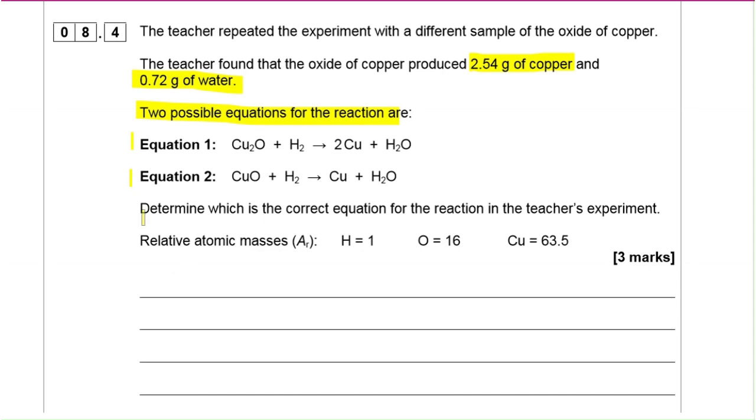Equation 2, CuO plus H2 goes to Cu plus H2O. Determine which is the correct equation for the reaction in the teacher's experiment. Relative atomic masses are given there, and this is for 3 marks. This is an adaptation of the reacting mass type calculation. And it's all about moles. So we're going to use a very similar framework here.